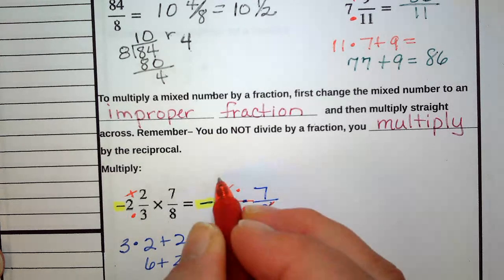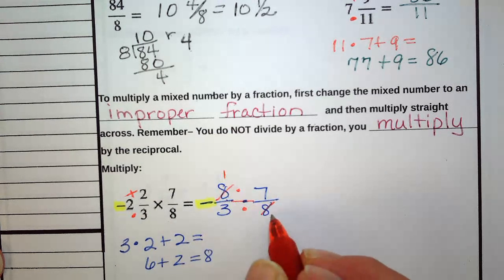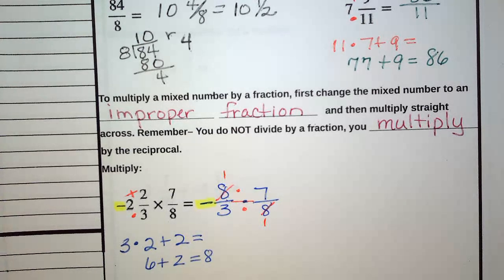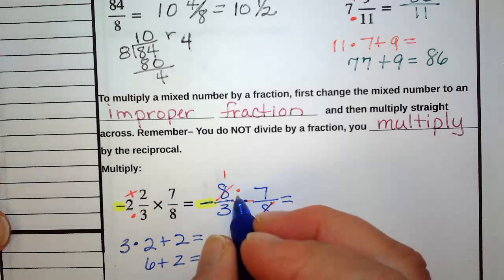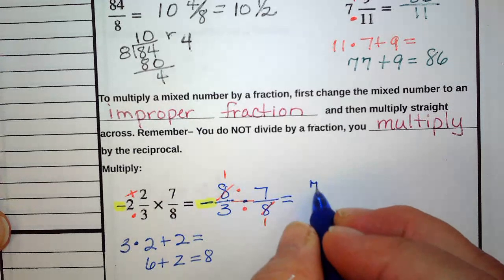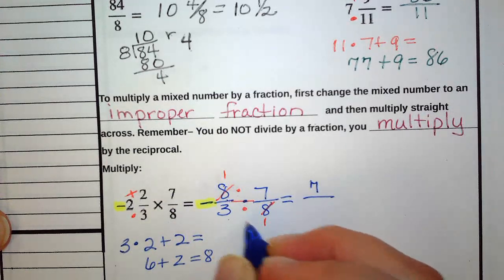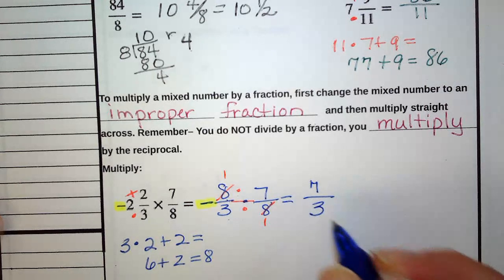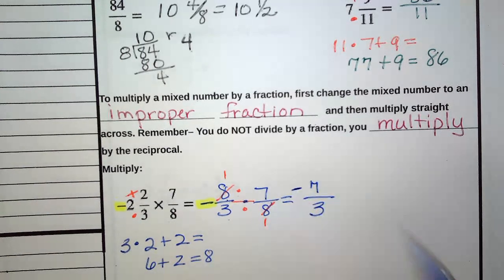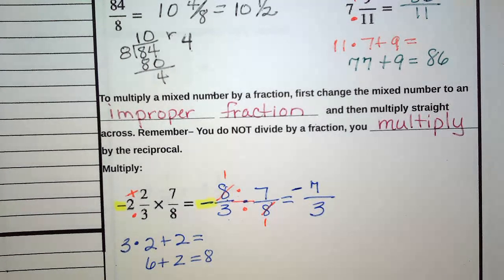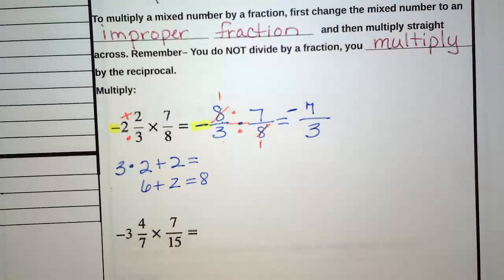I can factor them out. 8 divided by 8 is 1. 8 divided by 8 is 1. So this becomes 1 times 7, which is 7, over 3 times 1, which is 3. And we're done. Oh, it would be a negative. I forgot to put my negative there because it's a negative. Negative times a positive is a negative.